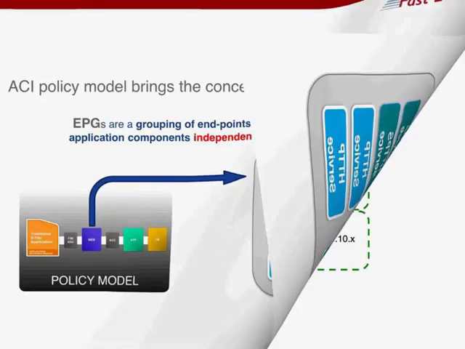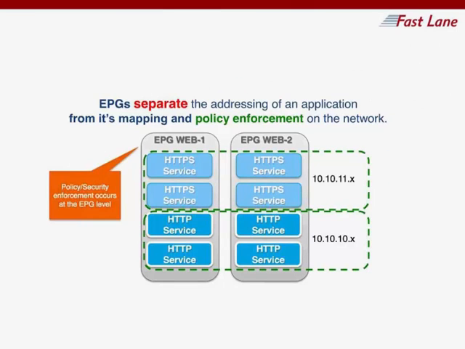But within that EPG, I'm no longer constrained to a specific subnet, because I'm now going to apply my policy at an EPG level, not at a VLAN level or a subnet level. So if I've got a service and it happens to be available on devices that span multiple subnets, then hey, they can go into the same EPG.